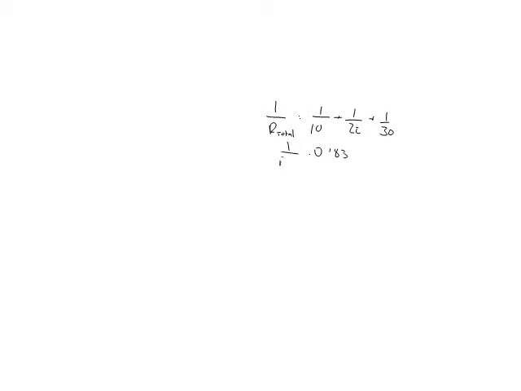This is not the answer. Very close to the answer, though. Flip-flop the bottom and the top. 1 over 0.183 is going to be your R total. So in your calculator, 1 divided by that answer you just got, and you'll get 5.45. There's your R total. So there's a little example of how to work that equation.